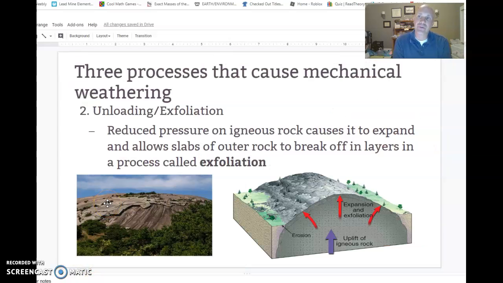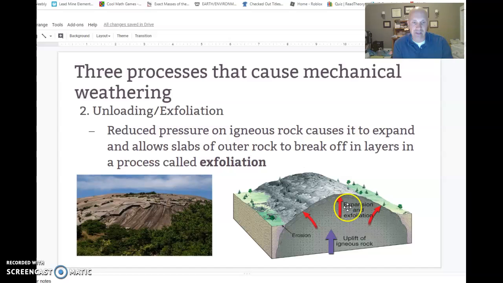Another type of weathering is unloading, or exfoliation. Essentially this happens when the reduced pressure on igneous rock causes it to expand, and it allows slabs of outer rock to break off into layers in a process called exfoliation. Essentially what happens is you've got this outer layer of rock, and then you've got the rock underneath that's basically wanting to get larger.